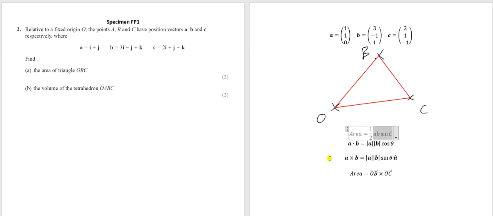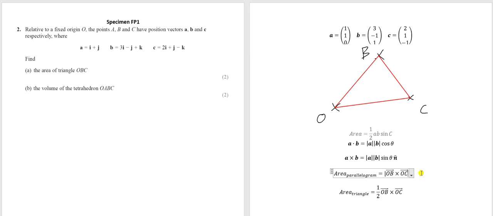But that means that if you want the area of a parallelogram, all you need to do is find the cross product. If, on the other hand, you want the area of a triangle, we use the fact that the triangle is half of the parallelogram.